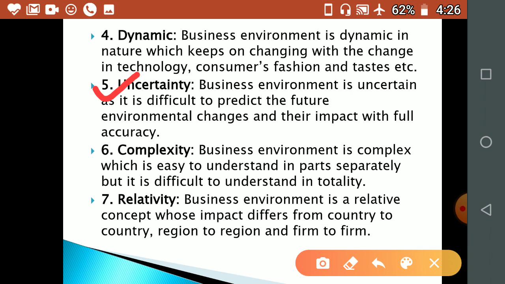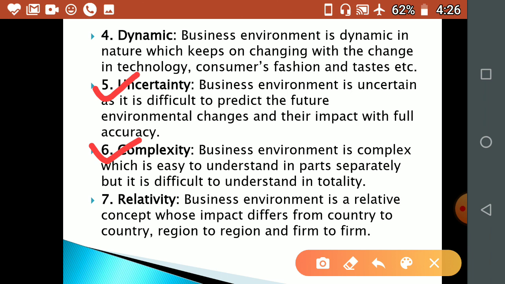Such kind of situation is known as uncertainty, and this uncertainty is also one of the features of the business environment. One cannot predict the future happening.